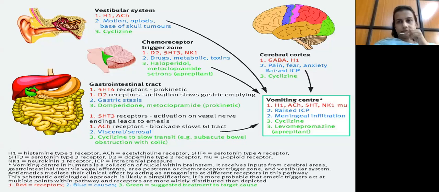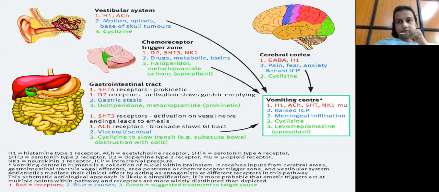and D2. Basically, activation of these receptors can slow the gastric emptying. So the medications used for that are domperidone and metoclopramide, which are prokinetic, which act on these receptors. The other one is 5-HT receptors, which act on the vagal nerve, leading to emesis, and the acetylcholine receptors, blockade of which leads to slowing of the gastric tract.